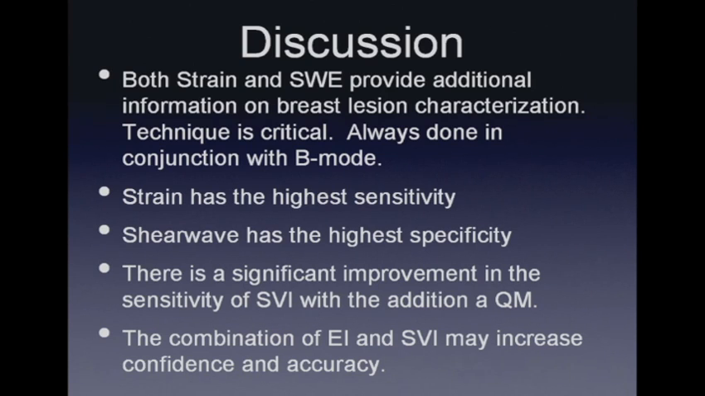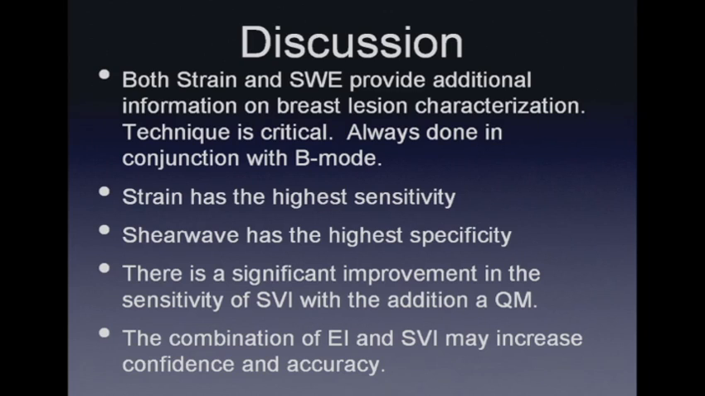So to conclude, I think we want to say that both strain and shear wave imaging provide additional information on breast lesion characterization. We do elastography on all our breast cases and have done so for many, many years now. Technique is very critical, and it's very important that you use excellent technique to get appropriate information. We're very lucky in our lab that we do both strain and shear wave imaging on our patients, and if we get concordant information on both of those, it really increases our confidence. If we get discordant information between the two, then we know that something is going on, and we do a little bit of extra work to try to figure that out.